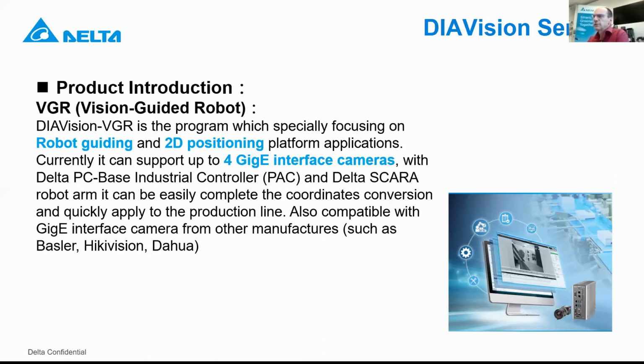The functionality of the DiaVision VGR software is more or less the same function blocks as you find in our controllers, but it is easier to do the coordination with the robot. That's why it is called Vision Guided Robot. You can not only use the Delta industrial cameras, but also other brands if they are based on GigE.